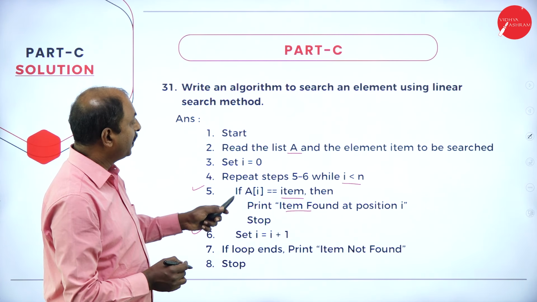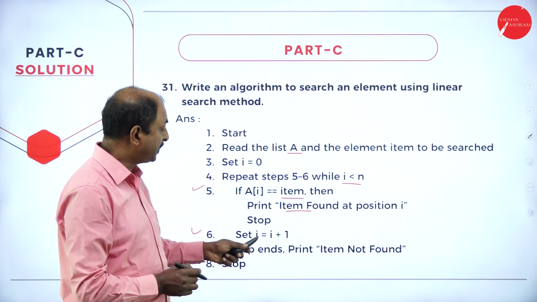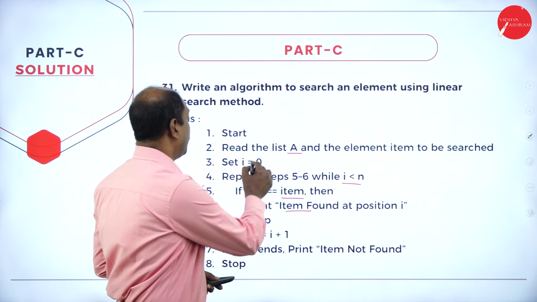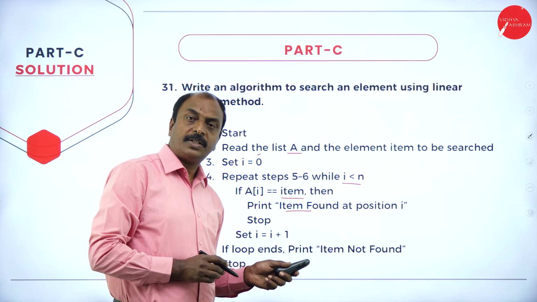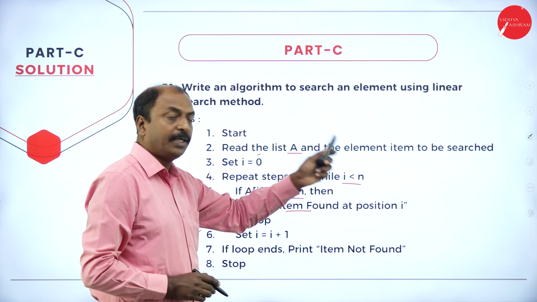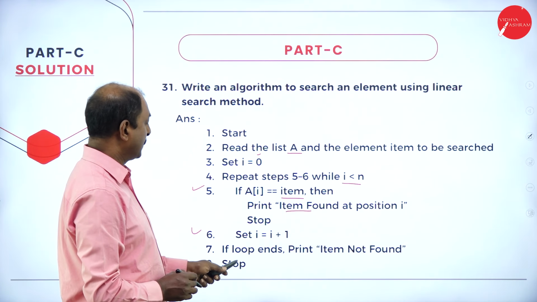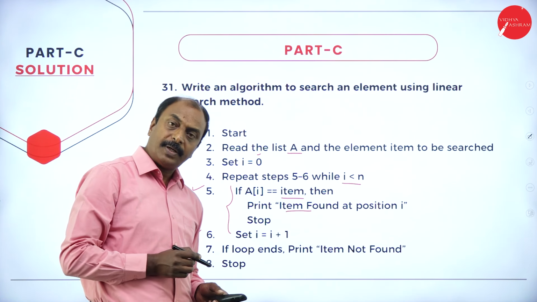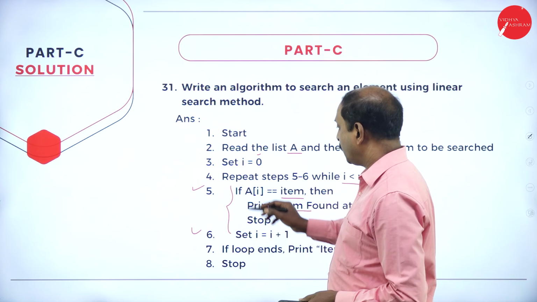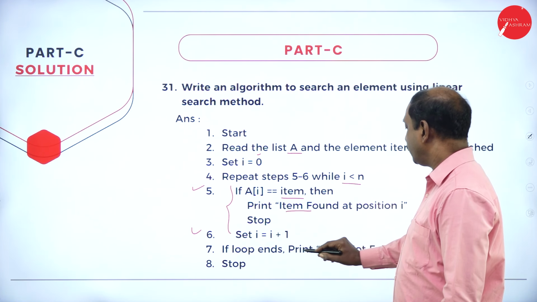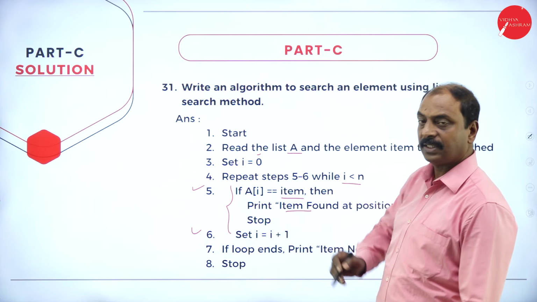Then step number 6: if the condition fails, it goes to the next step, that is, set I equal to I plus 1. We are incrementing the variable I here. So these two steps are repeated from index 0 till the end of the list. And if the loop ends, print item not found and stop. So if steps 5 and 6 complete the iteration and the element is not found, it goes to this step. This is the algorithm for the linear search method.